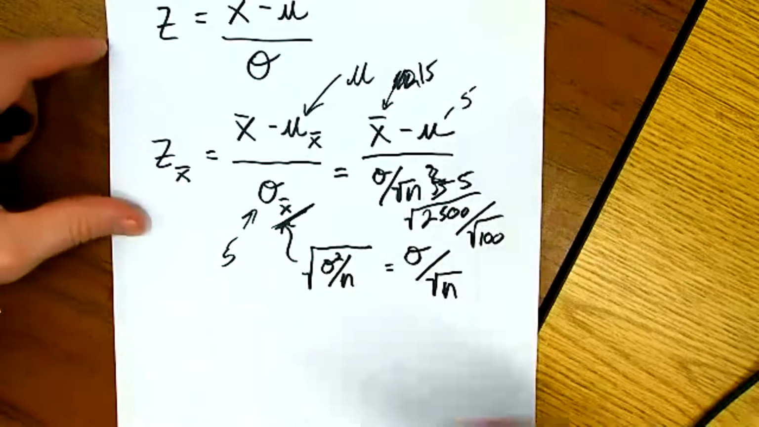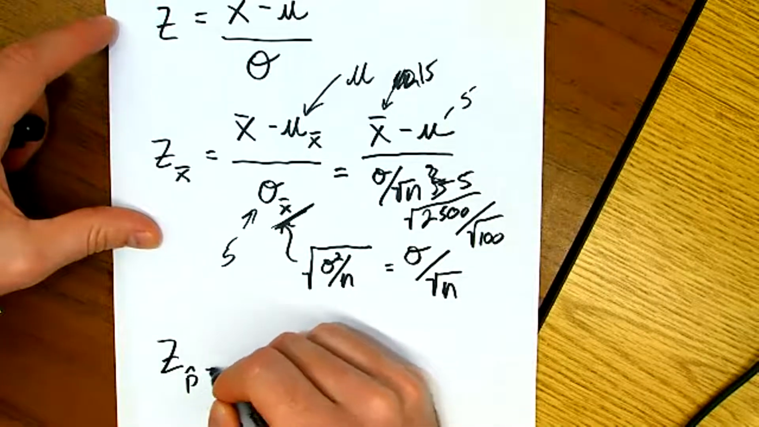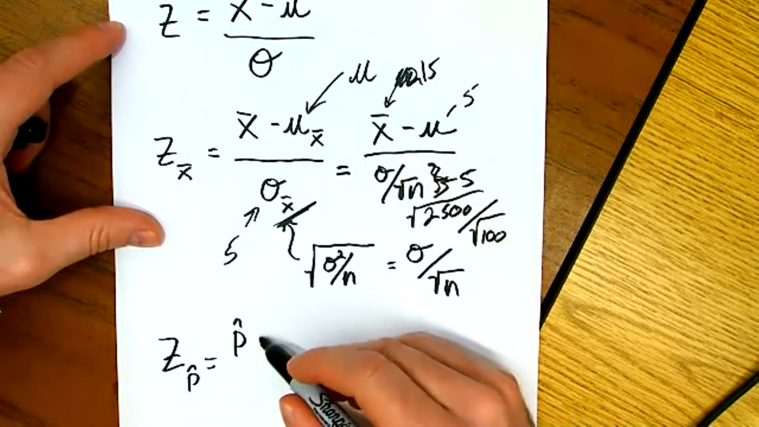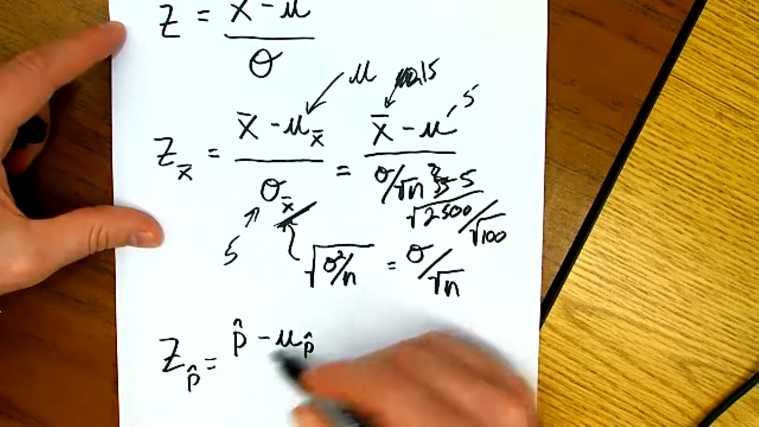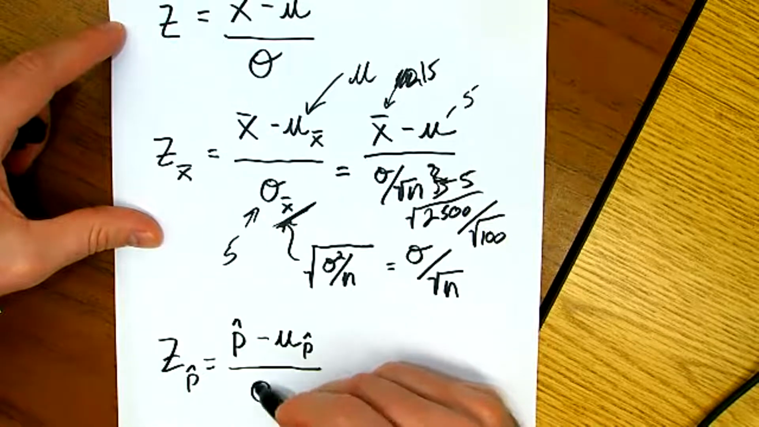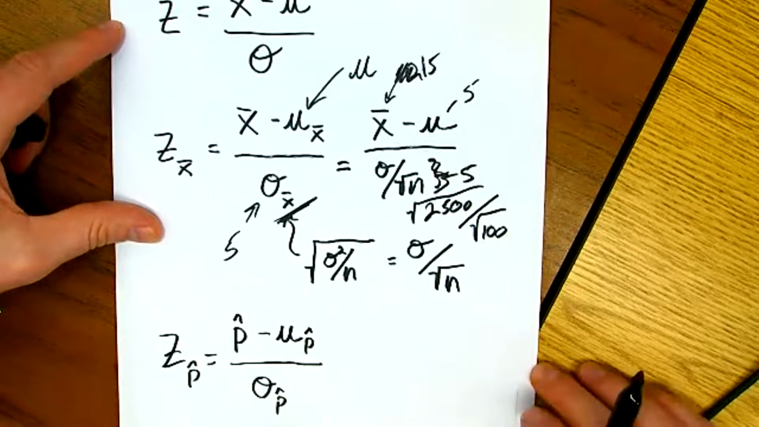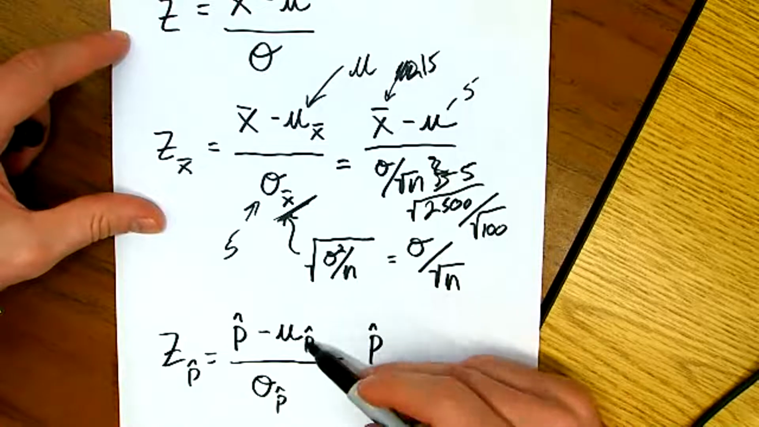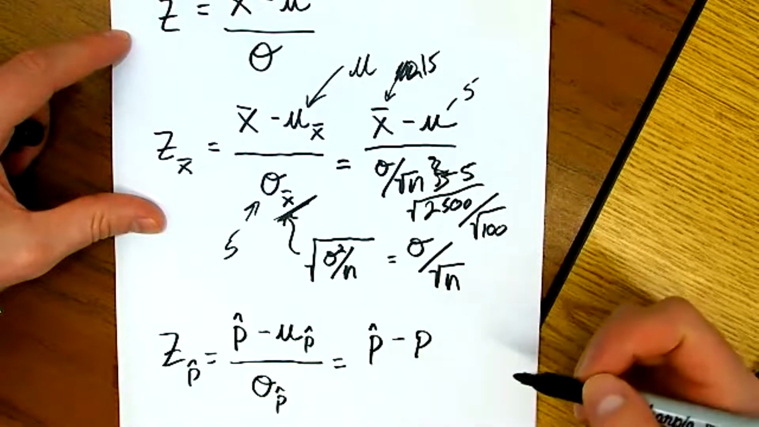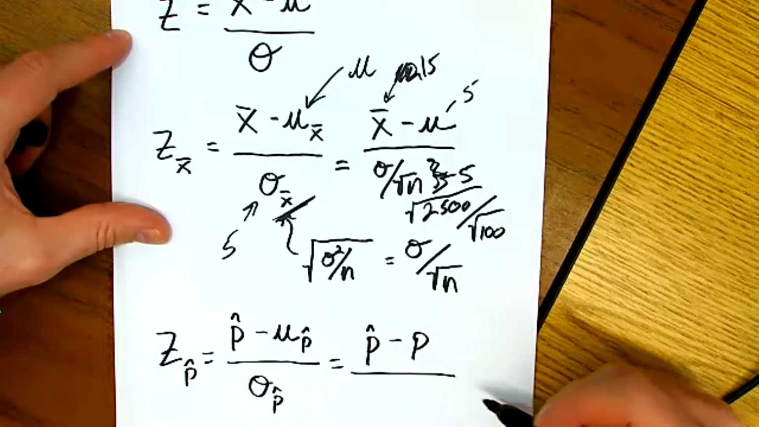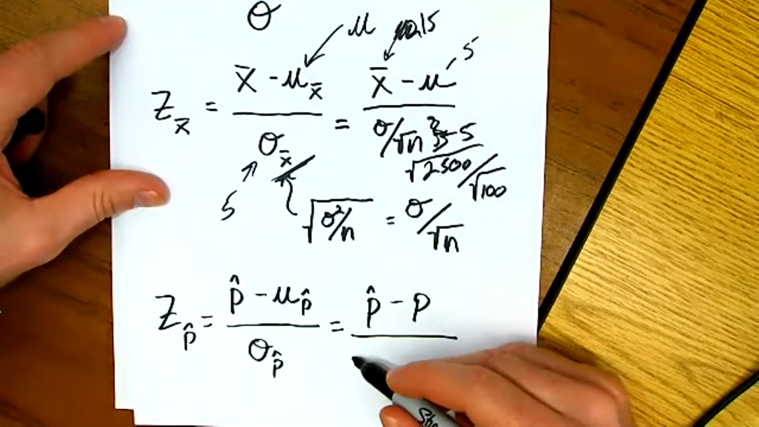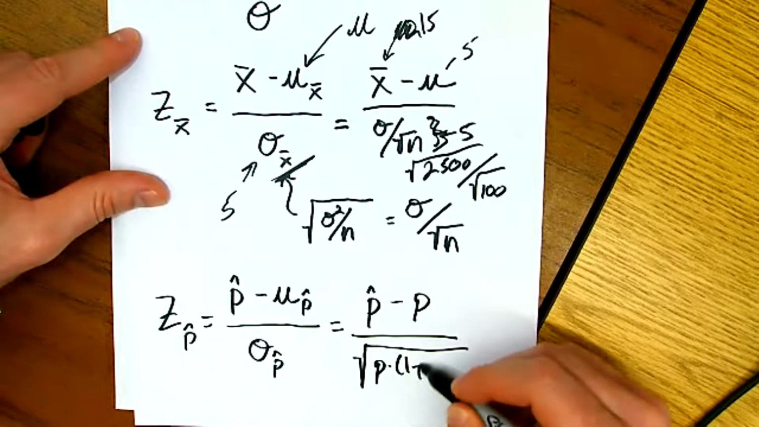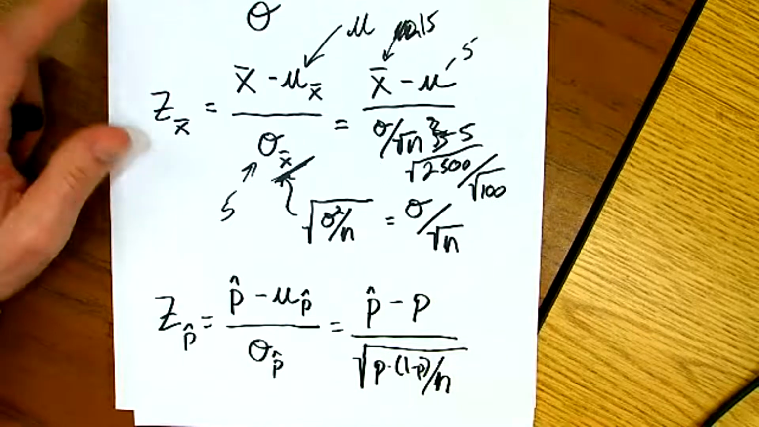And then we kind of talked about that. Well, now if I want the z-score for my sample proportions, it's the exact same format. I take the statistic I'm interested in, I subtract the mean of that statistic, and I divide by the standard deviation of that statistic. Here, I know the mean of my sample proportions is just the population proportion, and the standard deviation will be the square root of P times 1 minus P divided by my sample size.